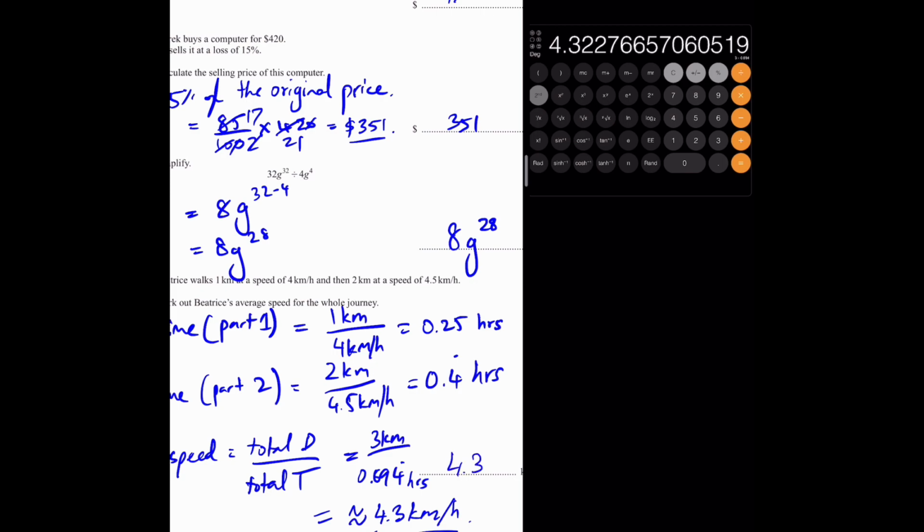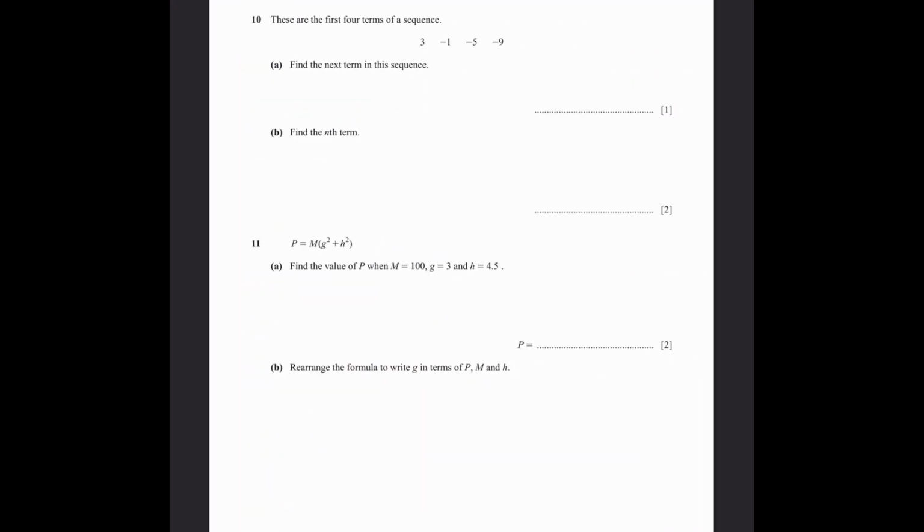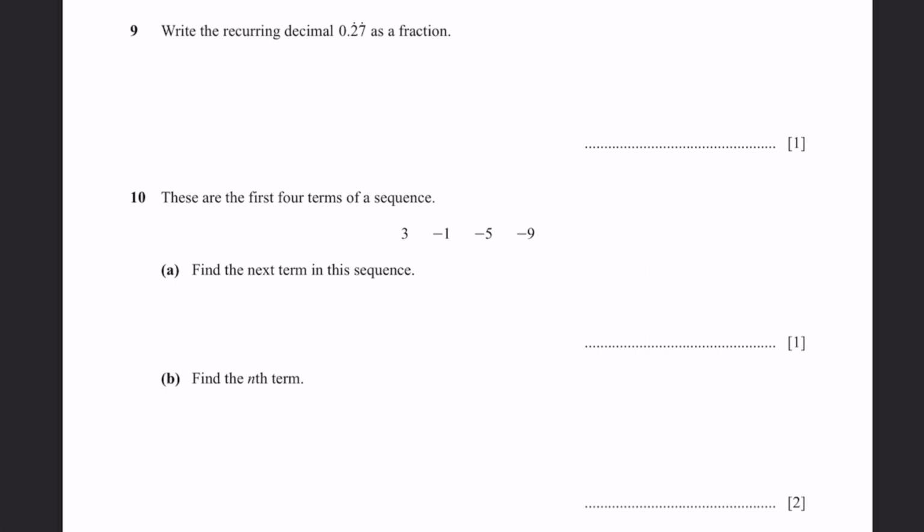That's the answer. Let's go to question number 9. Write the recurring decimal 0.27 as a fraction. So we can write that x is equal to 0.272727. We can write this decimal like that. That means 100x is equal to 27.2727 dot dot dot.